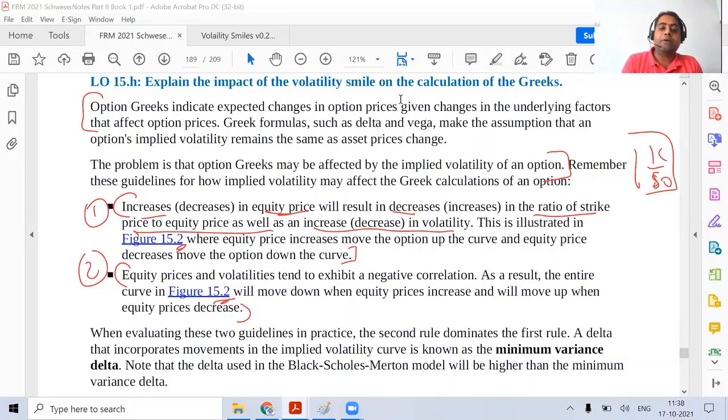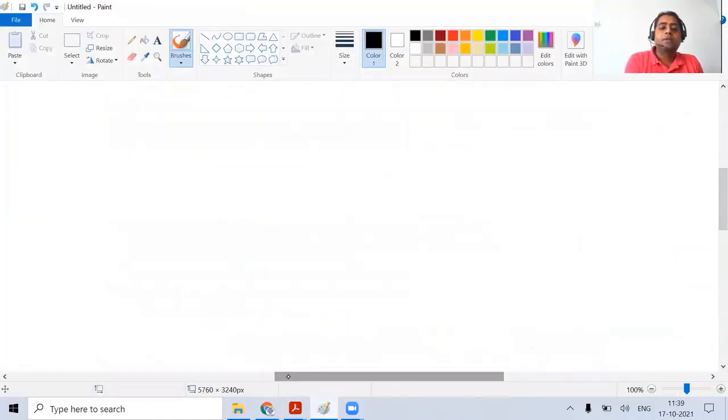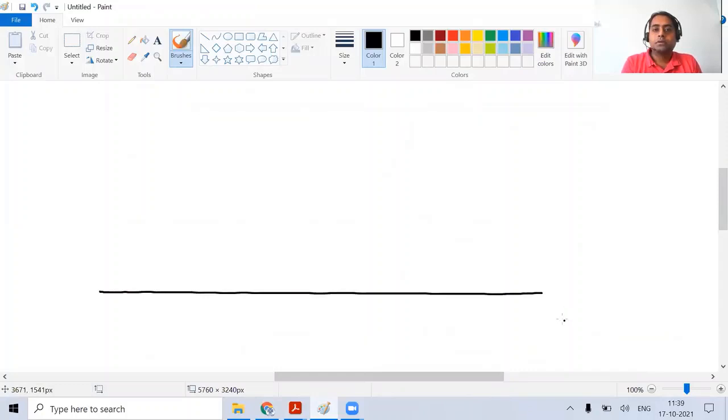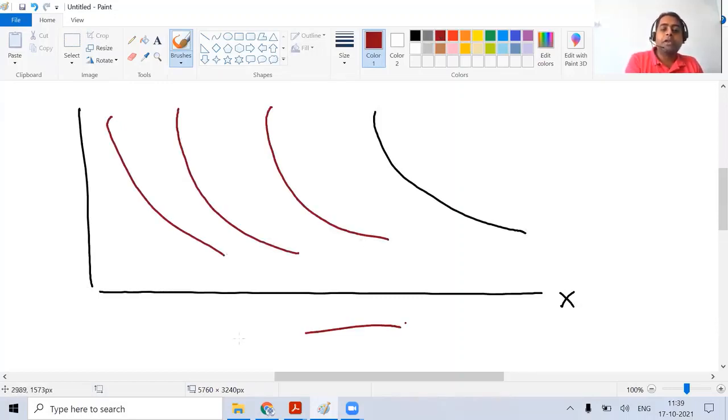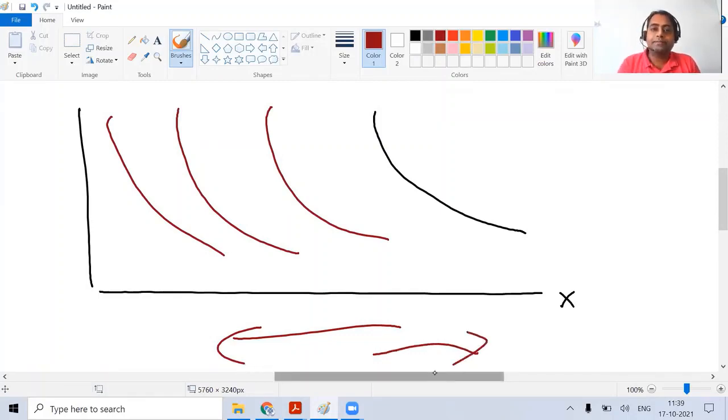The second point they're saying is that equity price and volatility exhibit negative correlation, which primarily means that the entire curve will move down. Can we see that? As a result, the entire curve will move down. What does it mean? Suppose this is my x-axis. If my equity prices are going down, this is my volatility diagram. This diagram will keep on moving because my equity prices are going down. If my equity prices are going up, the diagram will move to the right-hand side.